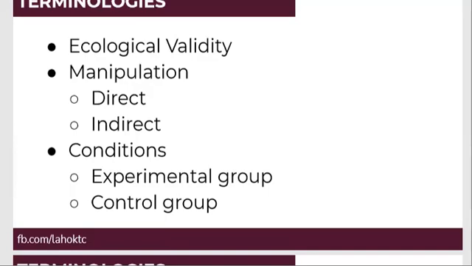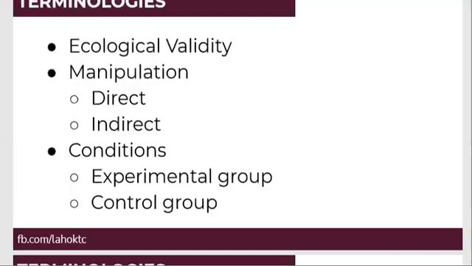So a manipulation check is done to know if this has an effect on the dependent variable. It could be measured through a survey or questionnaire. When we say conditions, it is either experimental or control groups. These are different levels of the independent variable.